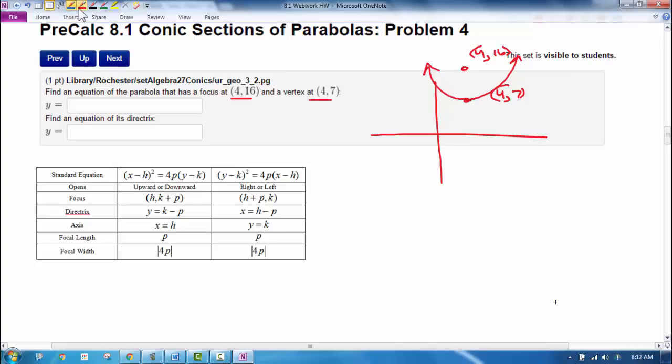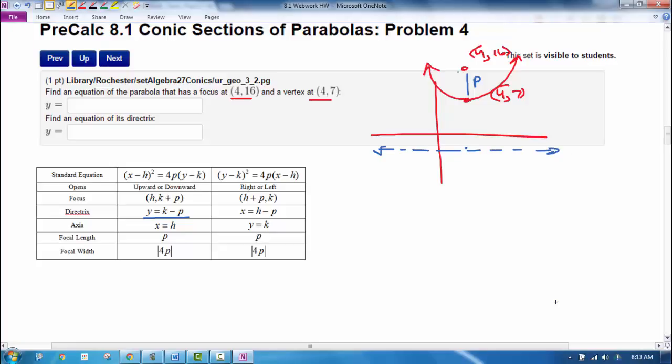And the distance that we are from the vertex to the focus is p. And you can get that from here as well, because the directrix is the equation y equals the y coordinate for the vertex minus p. So the directrix would then be, we'd have to subtract p, which in this case is 9. So it would be down here at like -2.